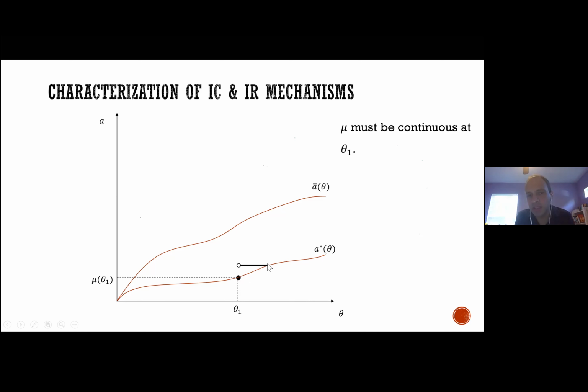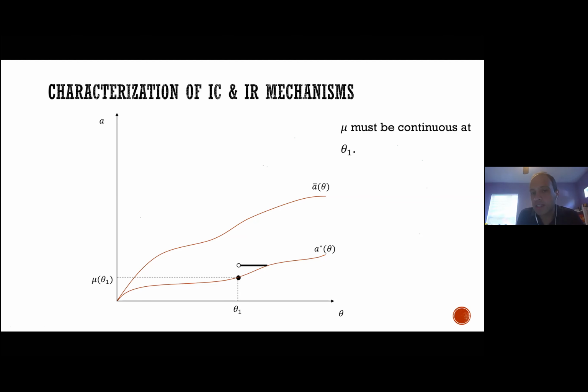Now, what does that mean? That means that these types which are close enough to theta 1, some folks over here, these types would strictly prefer mu of theta 1 to this constant action, which is greater than mu of theta 1. Why? Because their optimal actions are much closer to mu of theta 1 than this constant action. And remember, the utility function is continuous in the types. So these folks near theta 1 but slightly to the right of theta 1 will always prefer mu of theta 1 to this constant action, and that again violates incentive compatibility.